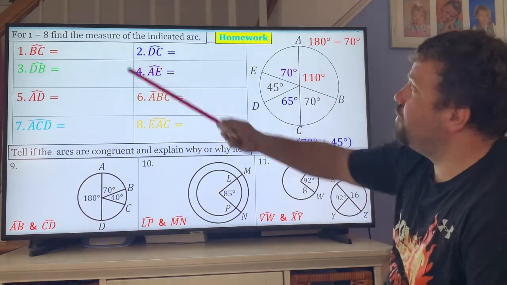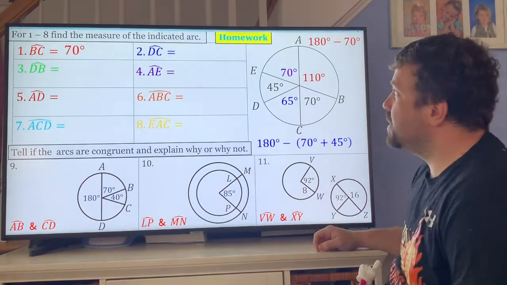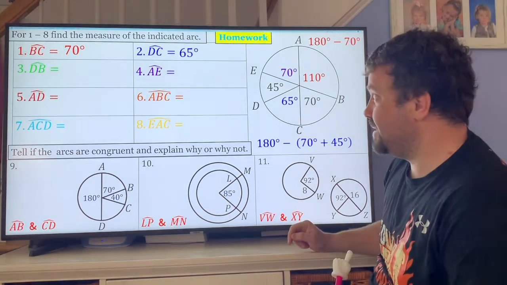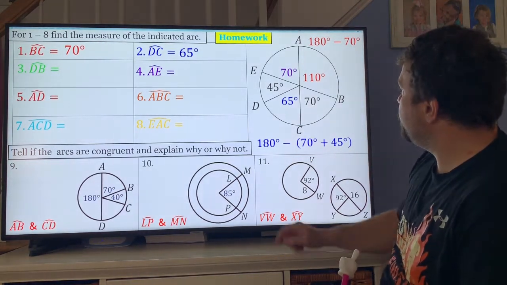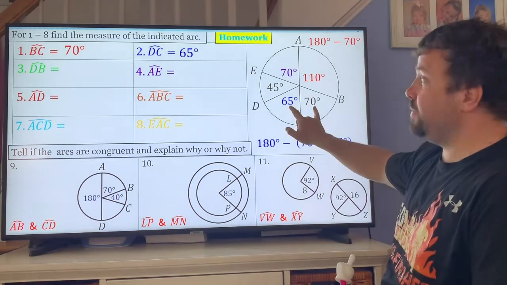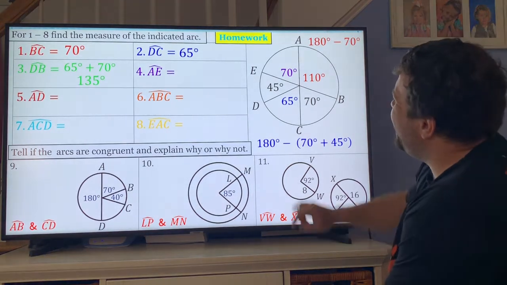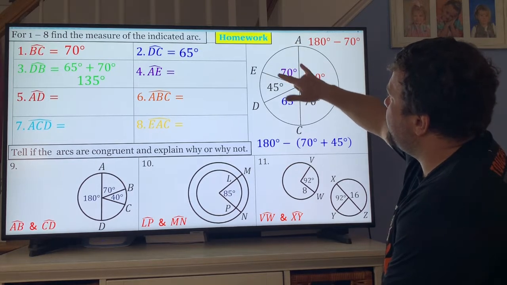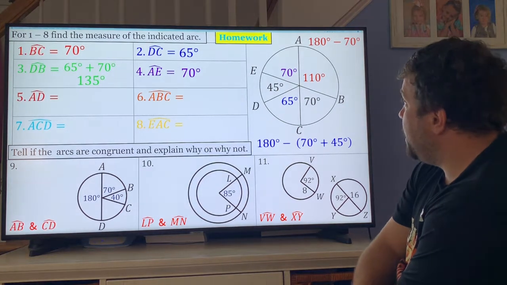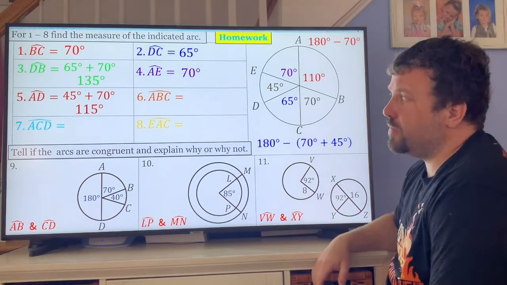Use this information to solve. So BC. Now watch how easy this is. BC is 70. So that angle is 70. Number 2, DC. DC is 65 right here. That's 65. DB. Nope, I have to go the short way. Add the two angles together because we found them before. 65 plus 70 is indeed 135 degrees. AE. Central angle is 70. Measurement of the arc is also 70. AD. Nope, this one. Add these two. 70 and 45 is indeed 115.